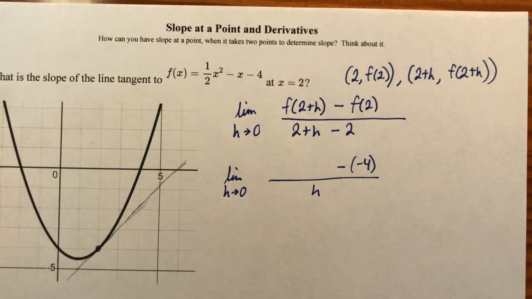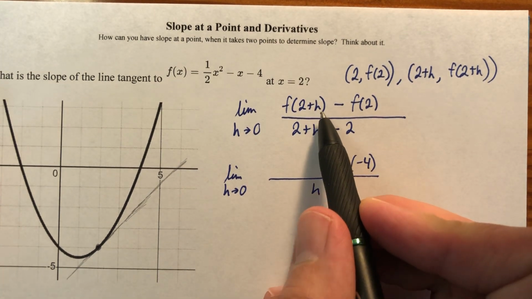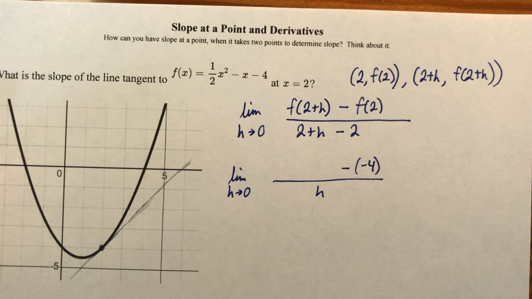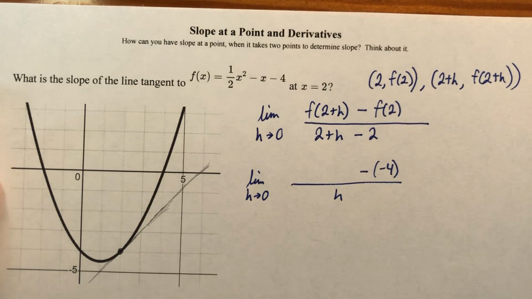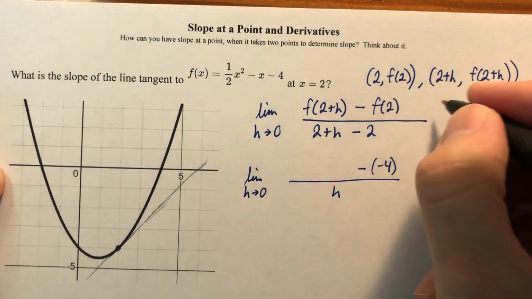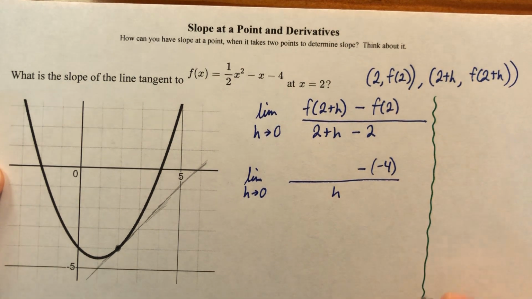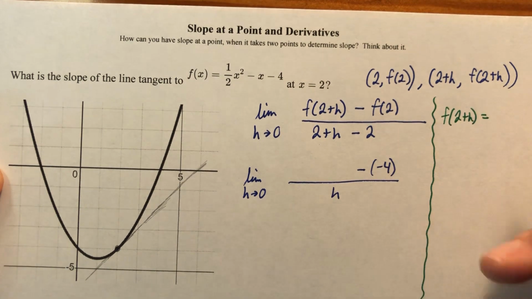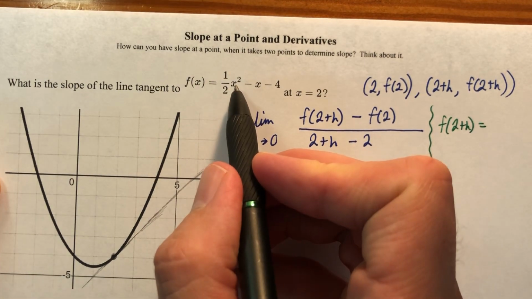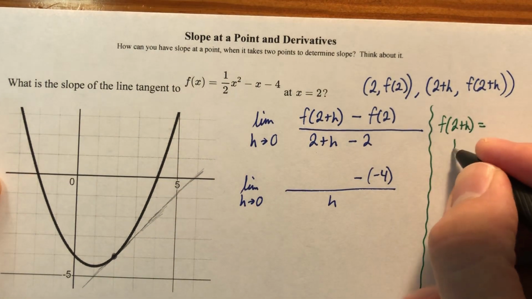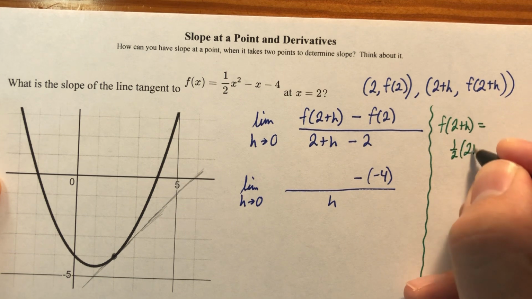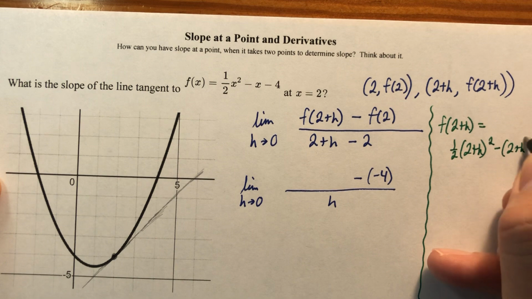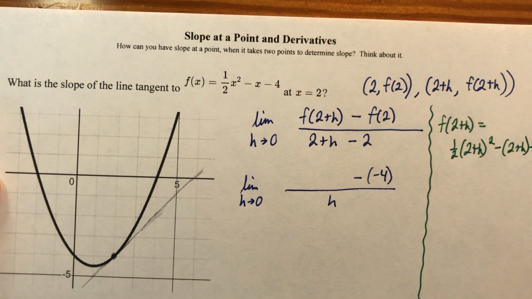And I want to find out what happens if I plug 2 plus h into the original function, and I need to simplify it. And we're going to have a big nasty mess, and it's going to get all cleaned up very quickly. And so let's just quit talking about it and let's do it. I'm going to do it over here on the side. So f of 2 plus h is really equal to, so 2 plus h is going to go here and here. It's going to be 1/2 (2 plus h) squared minus (2 plus h), and then minus 4.